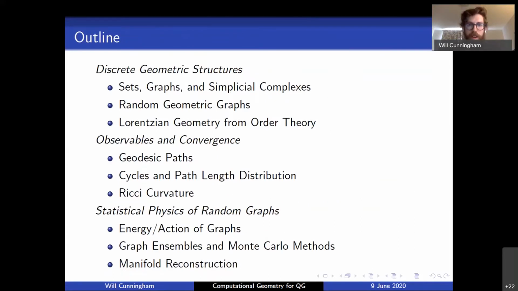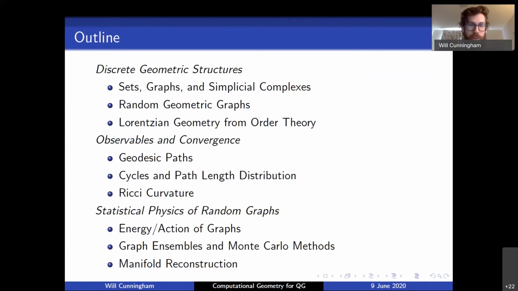So let me give you an outline. This is going to be broken up into 3 parts. Each part will introduce some ideas, and then it will be followed by about a 20-minute exercise where you can do some hands-on coding and play with some of these algorithms. So to start out, I'm going to introduce what discrete geometric structures we're talking about. In particular, I'm going to focus on sets, graphs, and simplicial complexes.